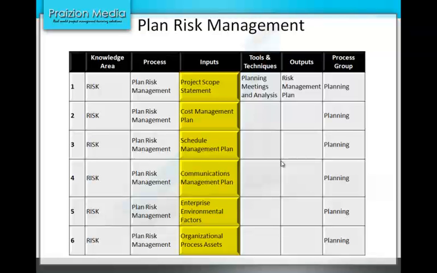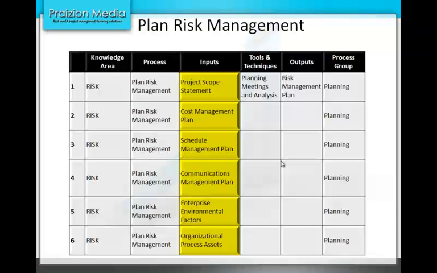Now, of course, these are all EEFs and OPAs that surround this particular topic, risk management. So your OPAs, organizational process assets, could be templates and tools and things in the organization, like risk categories already defined from previous projects that you could use on a current project, roles and responsibilities, and those kinds of things.